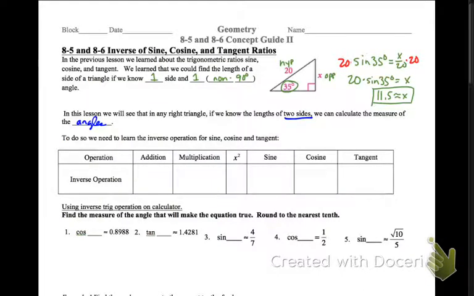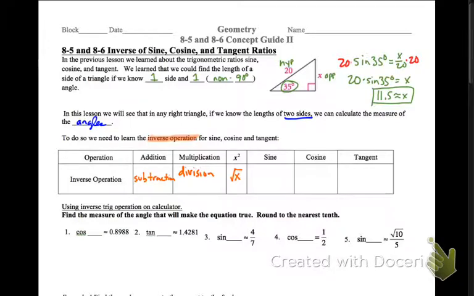All right, what do we mean by inverse operations? The opposite of addition is subtraction. So if you have n plus 2 equals 5, you're going to subtract 2. N plus 2, the opposite of that is minus 2. So the opposite of addition is subtraction, the inverse operation. The inverse operation of multiplication is division. The opposite of something squared is the square root of that thing. Those are inverse operations, squaring and square root.